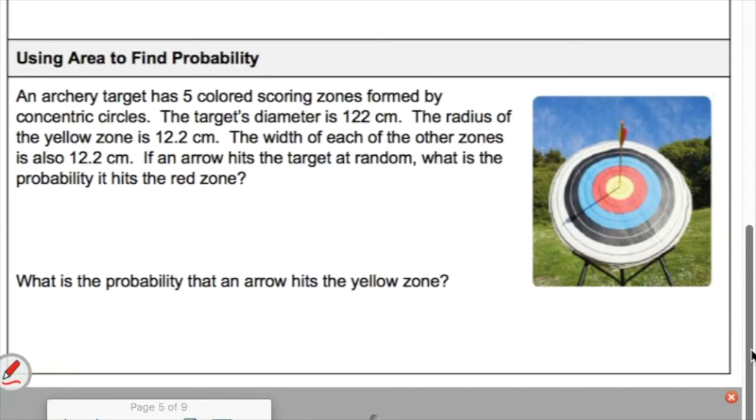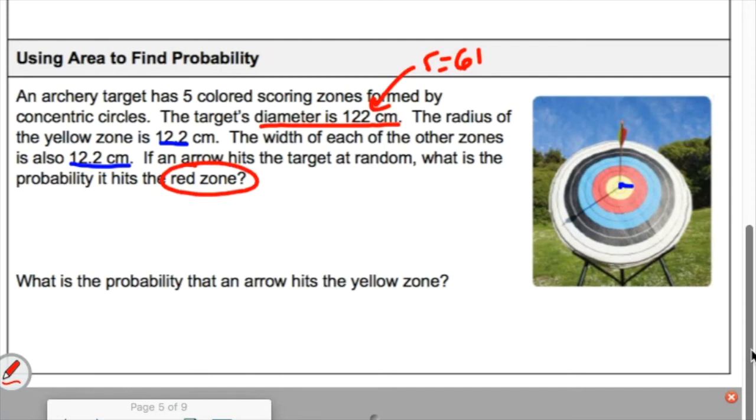The total diameter is 122. So the radius of the whole thing is 61. Okay. Then it starts giving you some zones. The radius of the yellow zone is 12.2. That would fit really small in there. Then the width of each of the other zones is also 12.2. So we want to know what's the probability that we hit red, and then we'll do another problem in just a second.